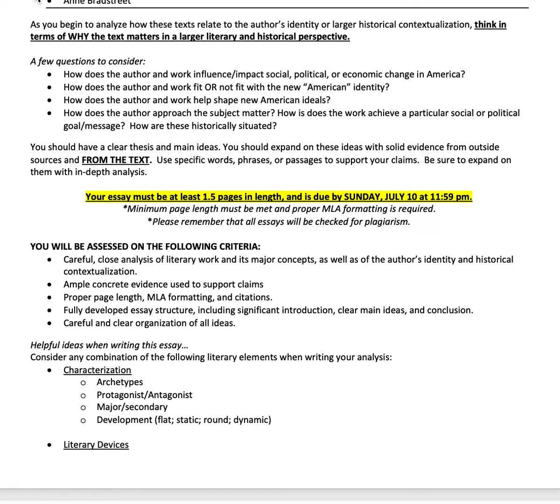That means you have your header in the top left, which is your name, the instructor's name, the date, and the course and section number. Your page numbers in the top right, a title, double-spaced, 1-inch margins all around, Times New Roman, Arial, Cambria, or Calibri font. And then make sure, remember, that everything will be checked for plagiarism.